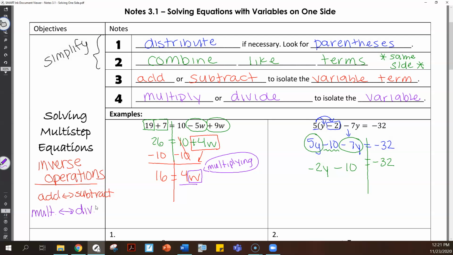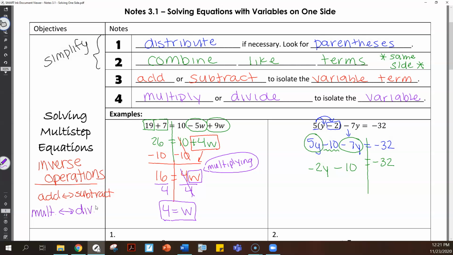I want to divide by whatever number I want to get rid of. In this case, that 4 is in my way, so I want to divide by 4. Remember that anything I do to one side, I have to do to the other side. So I'm going to divide by 4 on both sides. 16 divided by 4 gives me 4. 4w divided by 4, those 4's reduce to 1. 4 divided by 4 equals 1, which means I can just write this as regular w.